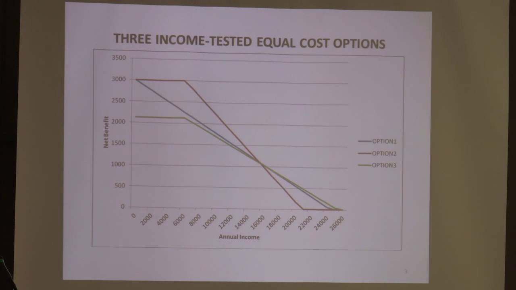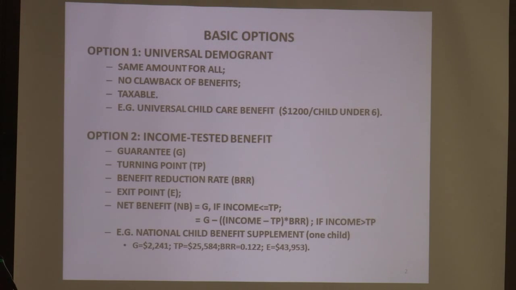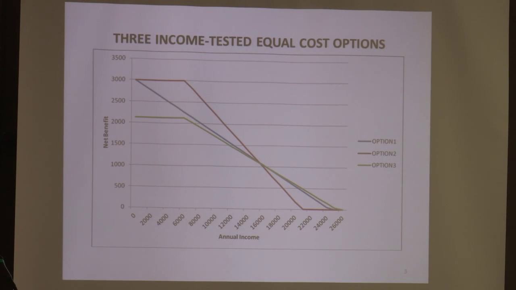So in designing any income-tested benefit, as Jürgen said, you have to think about what the guarantee is, what the turning point and benefit reduction rate are going to be. And those three parameters then define your exit point. How many families in the population will be covered by the benefit and what the total cost would be. To give you some sense of the trade-offs involved, I put together this example. What's critical about this is they're equal cost options.